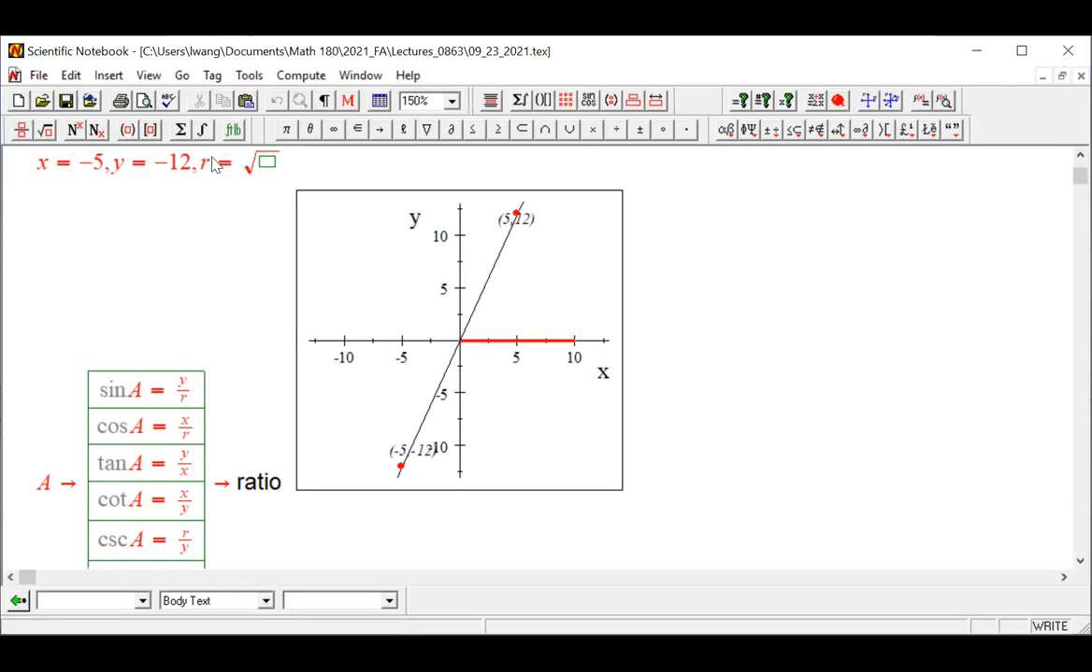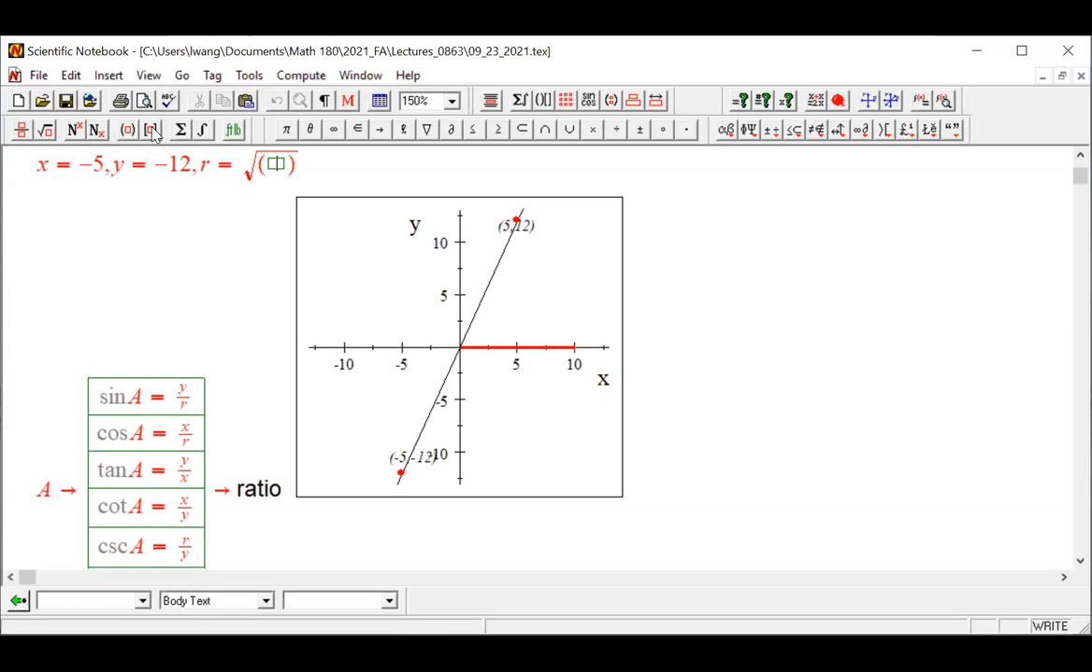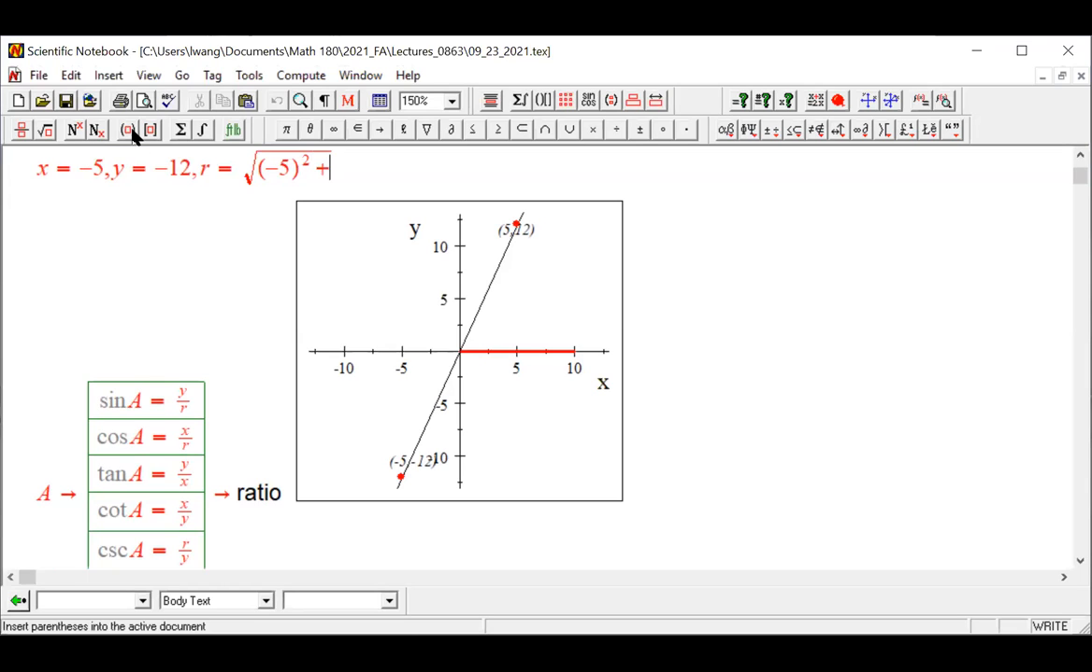R equals the square root of x squared plus y squared. So there's going to be -5 squared plus -12 squared. Okay, and that equals -5 squared is 25, plus 144. And that will end up to be the square root of 169. The square root of 169 is 13. Yes? So R is 13. Do you follow me? Yes.